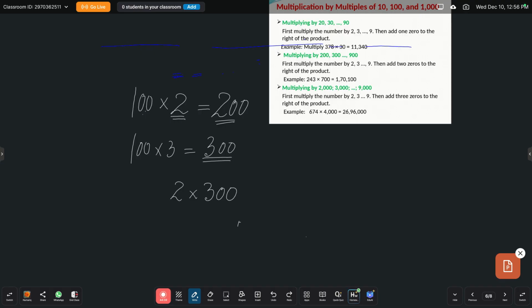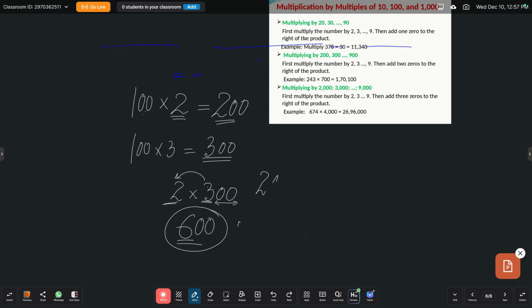What you will do is multiply this multiplicand with this number. Ignore the zeros. So you will multiply it like this: 3 2s are 6. Then you will put these two zeros to the right of this product. So 600 is your answer.